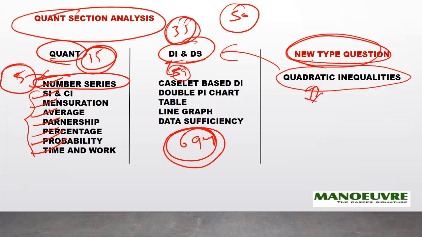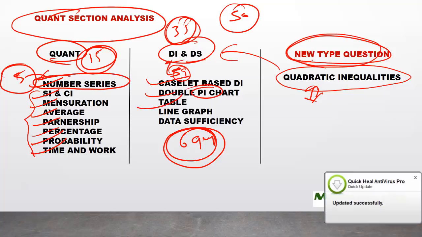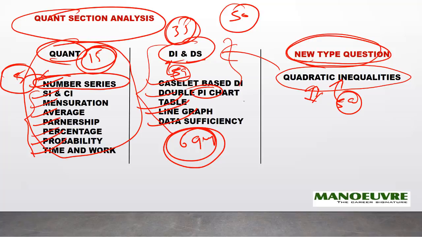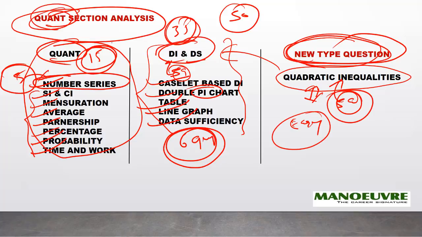In DIDS, there was a set based on caselet, double pie chart, table, line chart, and the data sufficiency. And there were 5 questions based on the quadratic inequalities. In the quant section, these 15 questions were manageable, but DI and DS were time consuming, while this new type of question was easy. So in the quant section, your actual battle was with the DI and DS part. The rest of the question types were manageable.